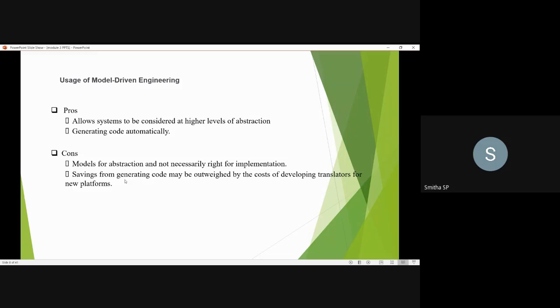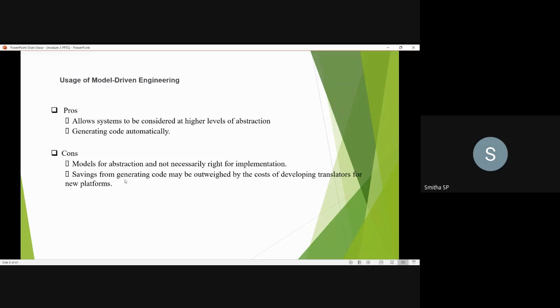So we have two advantages and two disadvantages. The first advantage is that this approach allows the system to be considered at a high level of abstraction, meaning briefing can be done at higher levels. The second advantage is that model driven engineering generates the code automatically. It means that it is cheaper to adapt the systems to new platforms.